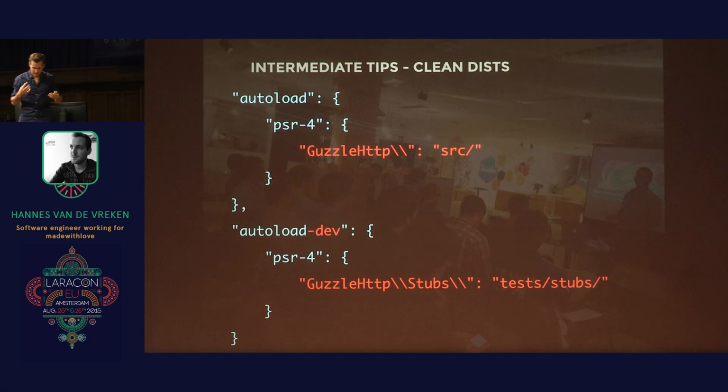So your tests are not being sent to other people's production, so you should also not autoload them. And that's why there's this autoload-dev block in the composer.json file. So if Guzzle were to have some stub files, it doesn't, but I just adjusted this example, then they would be autoloaded with autoload-dev.